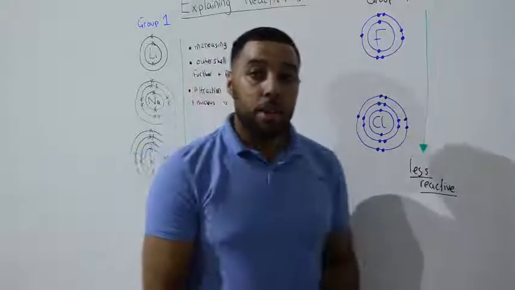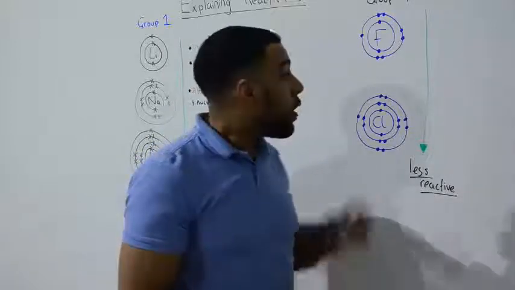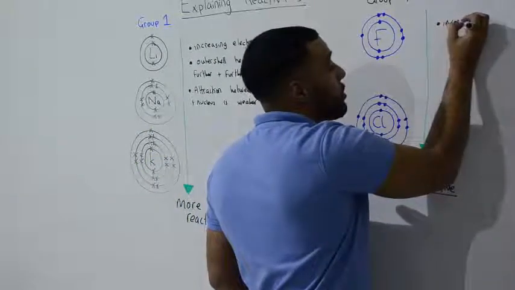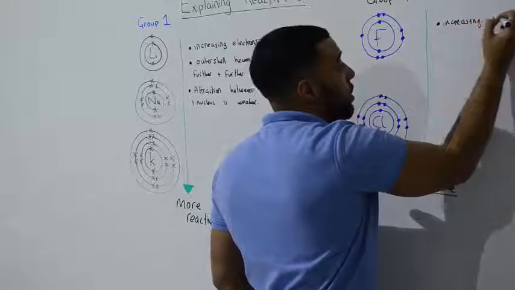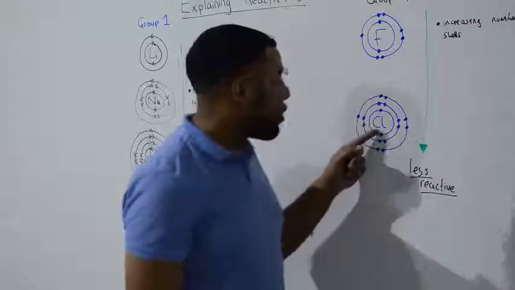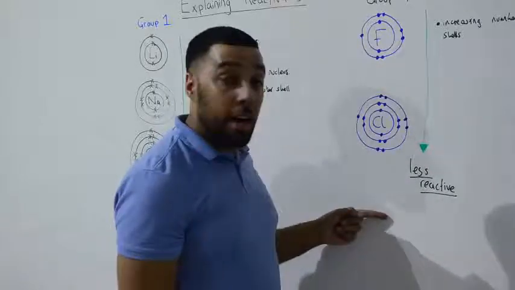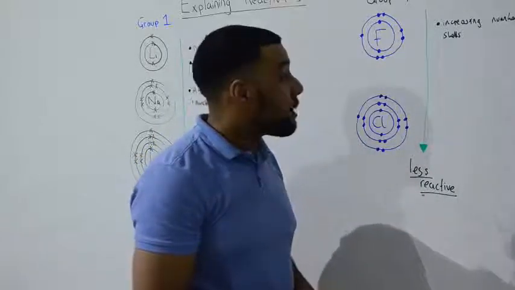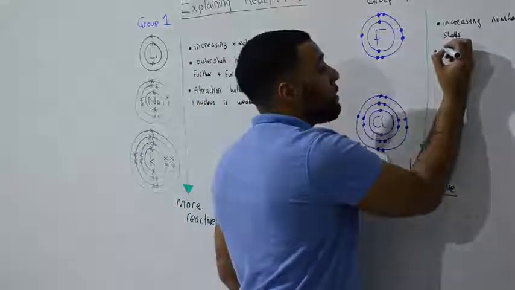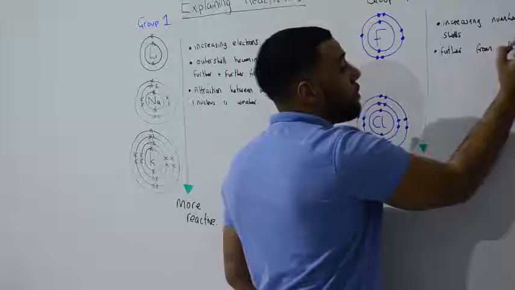And again, you guys need to explain why this reactivity changes as we go down the group. Well, again, as we go down group 7, we are increasing the number of shells. For example, chlorine has more shells of electrons than fluorine. Bromine would have more shells than chlorine. But as we increase the number of shells, the outer shell is further from the nucleus.